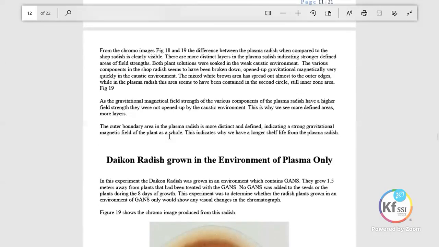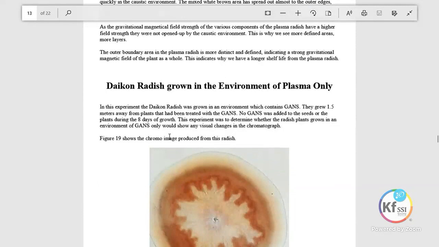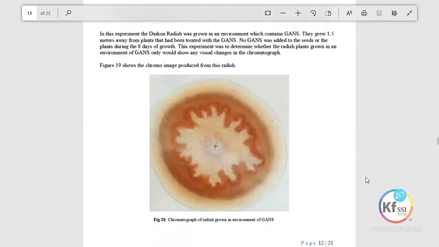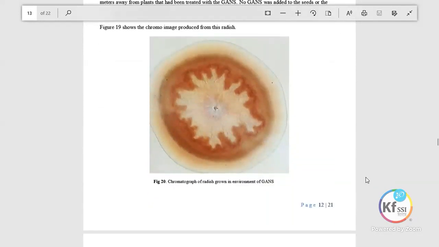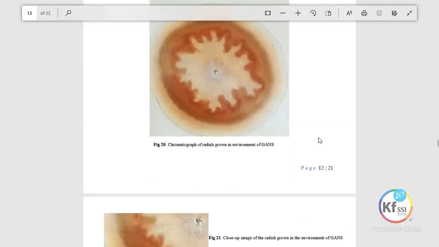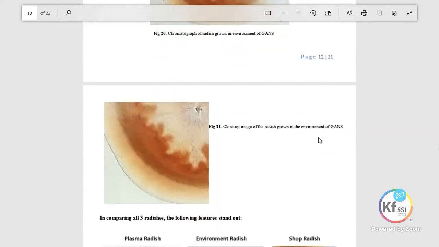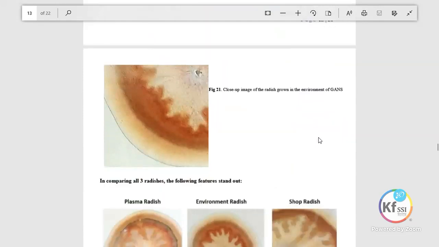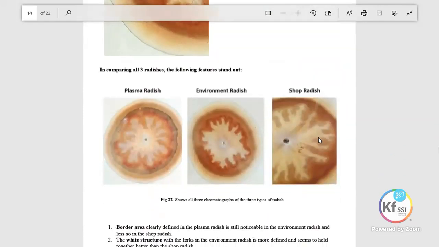And then I did one for the radish which was just grown in our environment. So we never added any plasma to this one. It was just grown amongst other plants where we had added the GANS. And they grew about 1.5 meters away from the other plants. And so there again, we can see the chroma of that environment radish. There's a close-up again of lots of different layers. And here I've compared the three.